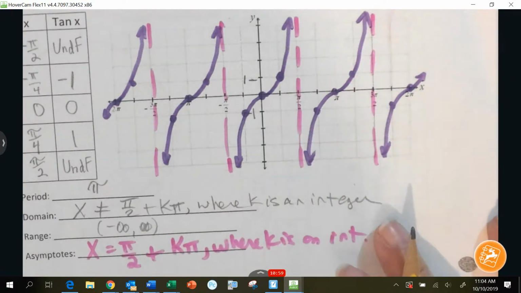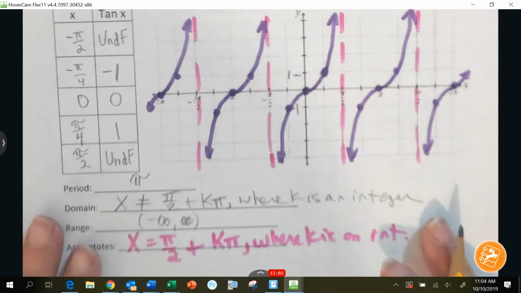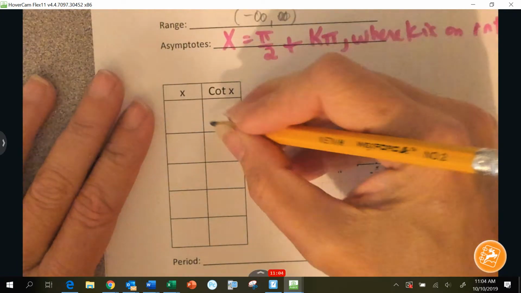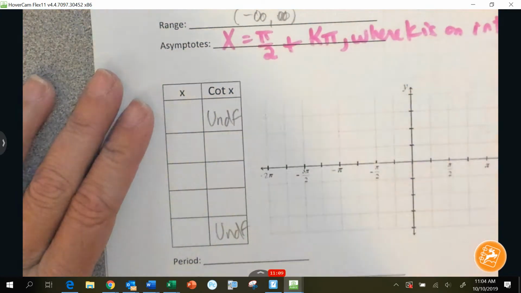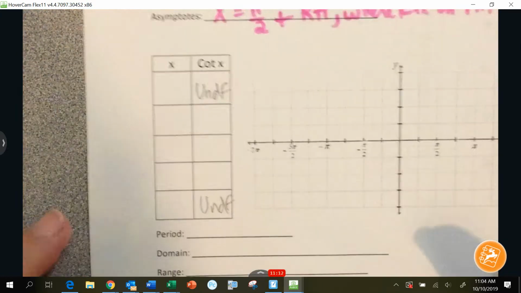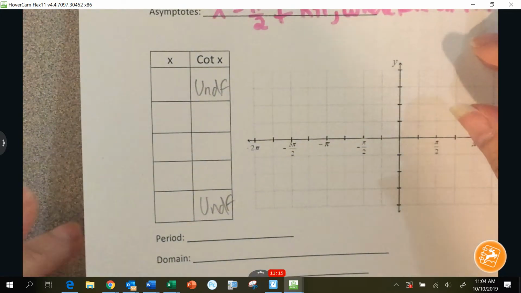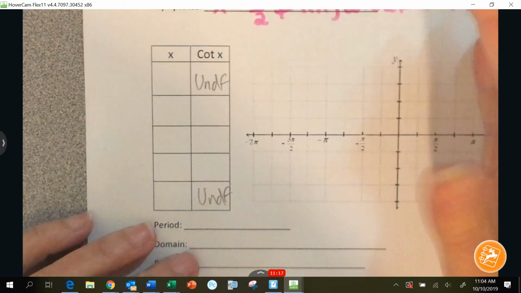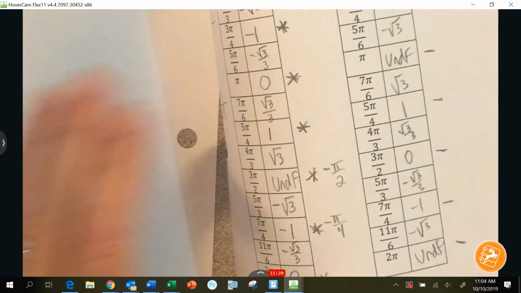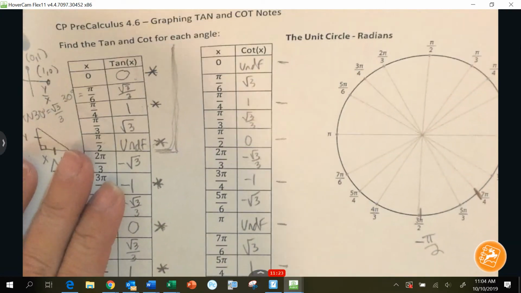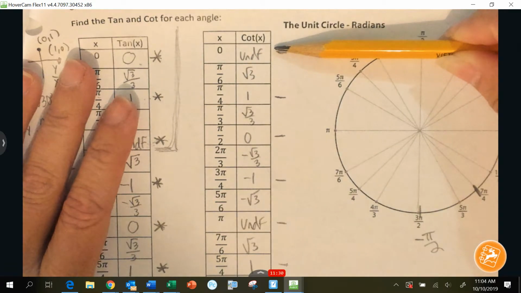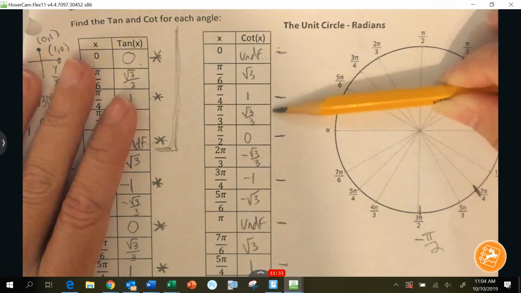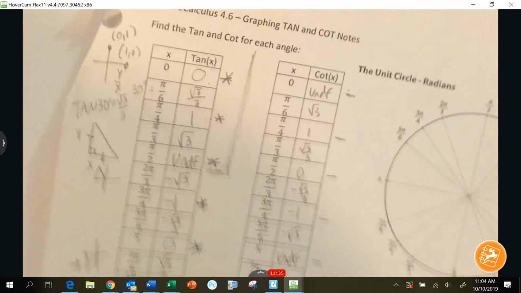Okay, so when we do cotangent, we want to set it up the same way we did tangent. We're going to have cotangent start at undefined and end at undefined. That's what I know for sure, that both of these are going to start at undefined and end at undefined, so that we have the two asymptotes. And when I look over here, where is that first undefined for cotangent? Right at 0. So I can go from 0 through, where's the next undefined? At pi. So I'm going to go from 0 to pi.